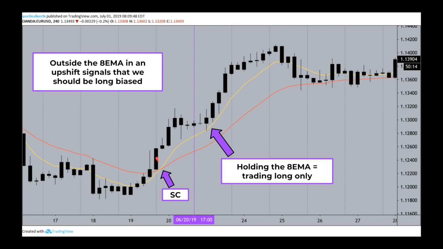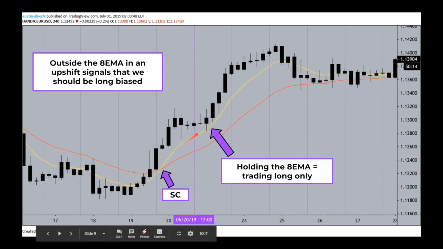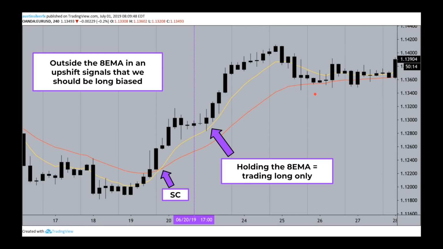After that upshift, and as we hold the 8, it doesn't matter how many days it is, you want to continue to be long biased until it reclaims the 8 and tells you that it's either in consolidation, as it did here, or that it's going to continue to the downside and break that uptrend. But notice how none of these bars break the 8 EMA, and the trend doesn't end until it does so.